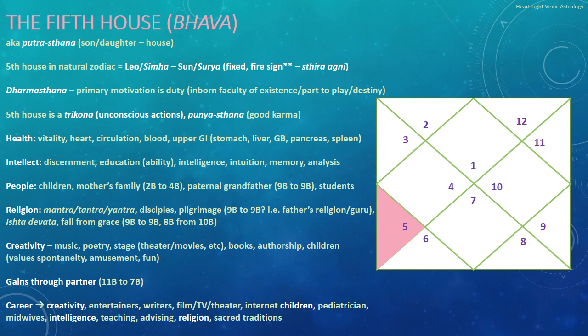This can also be paternal grandfather because it is the ninth from the ninth. So the ninth house is father, guru, authority, government. So father of father is the ninth house from the ninth house, and that would land you in the fifth house here. Also students. And this we'll see as we go through more of the indications here.